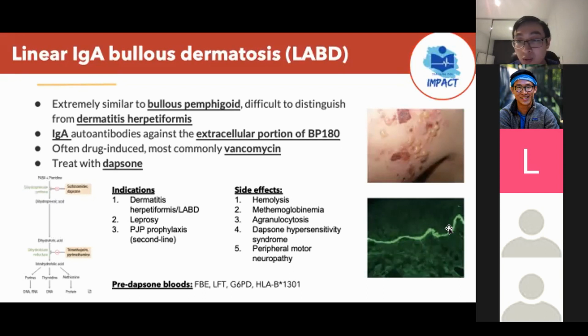You would also use dapsone to treat leprosy.